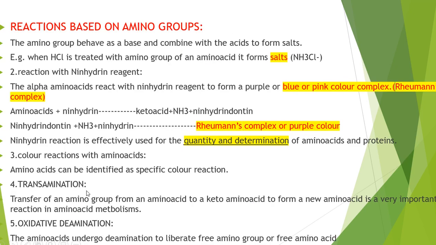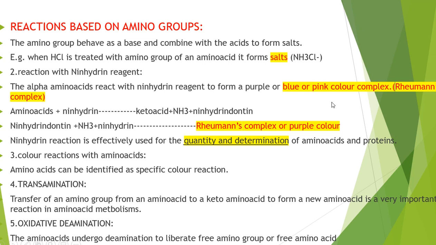So this is another type of metabolism, amino acid metabolism, that is, the conversion of amino acids into amine form or some other form for metabolic reactions. This is also important. So that is transamination. Next, coming to the fifth one, oxidative deamination. The amino acids undergo deamination, like how we discussed decarboxylation. Here the ammonia group is removed, liberating a free amino group or free amino acid.